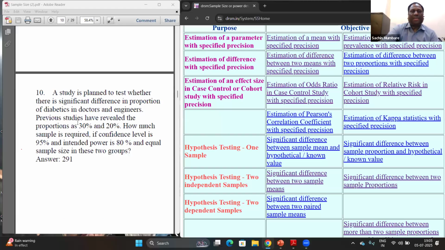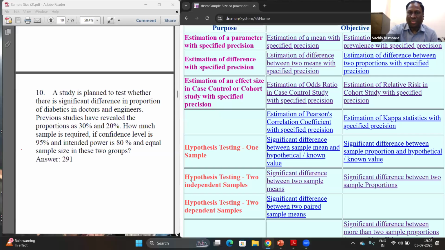Now, this study is planned to test whether there is significant difference in proportion of diabetics in doctors and engineers. Previous studies have revealed the proportion as 30% and 20%. How much sample is required if confidence interval? What is asked here? Test significant difference between doctors and engineers on their diabetes status, between two proportions.